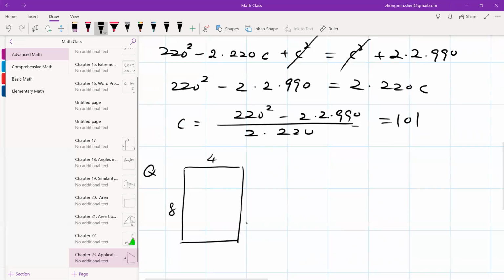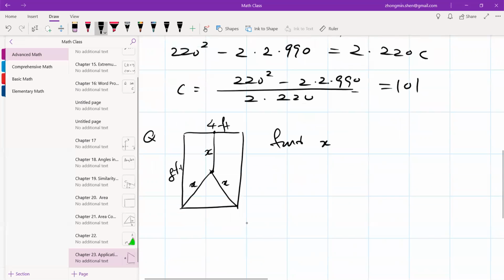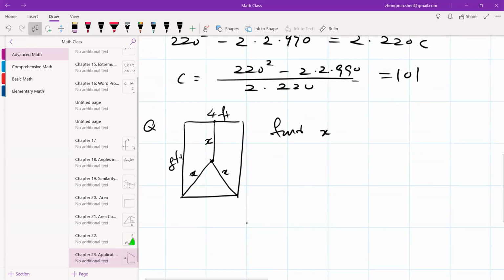So I want to find a point such that the distance to this side, the top, is the same as those two. So I mark it X, X, and X. So find X. This is 4 feet, 8 feet, a typical size of a construction material. And you want to find a point somewhere so it has equal distance to all the three: the two vertices and the one side, the side on the top. So you have to find the X.